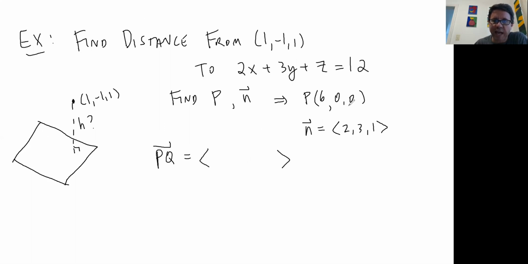Well, it's always, what do you have to add to P to get to Q? This is Q. So to get from P to Q, I'm going to have to subtract 5 in the x direction, go from 6 to 1. I'm going to have to subtract 1 in the y direction, and then add 1 in the z direction. So there's PQ, there's N. And I know that the distance is just PQ dotted with N, taking the absolute value if I need to.